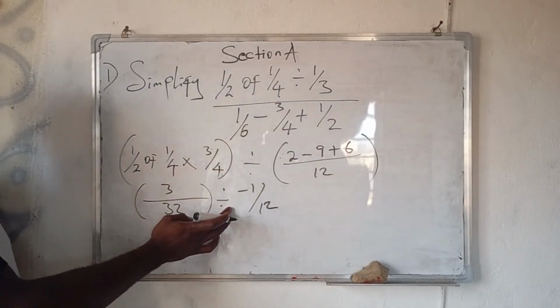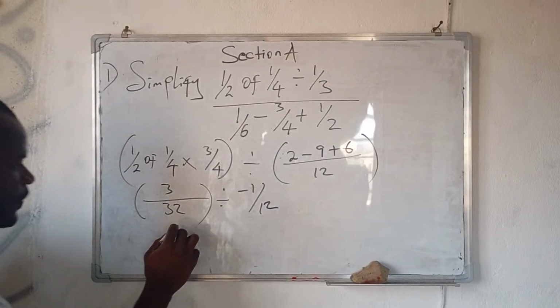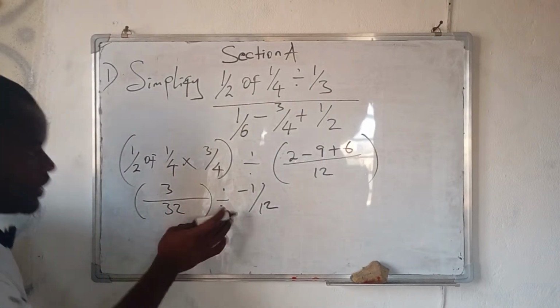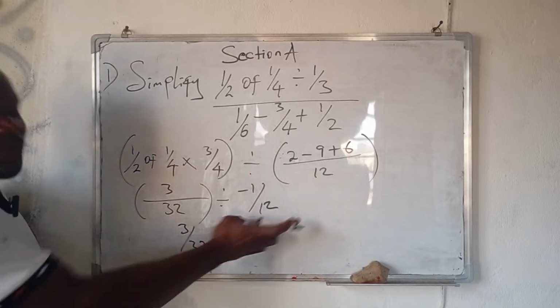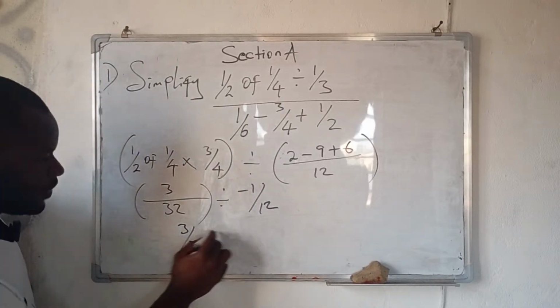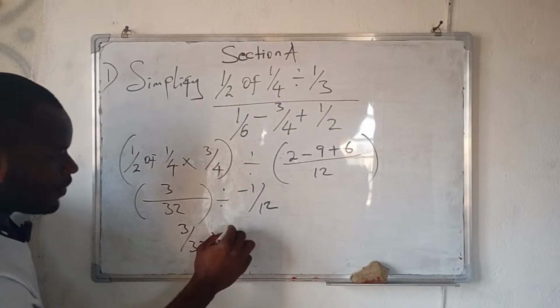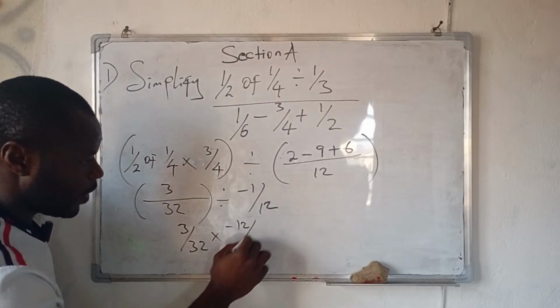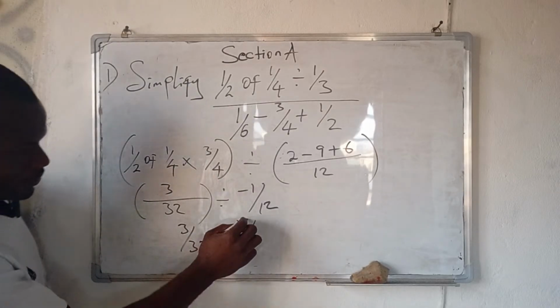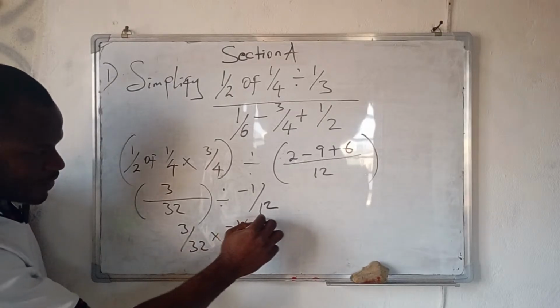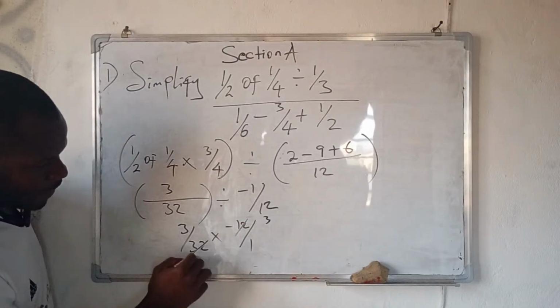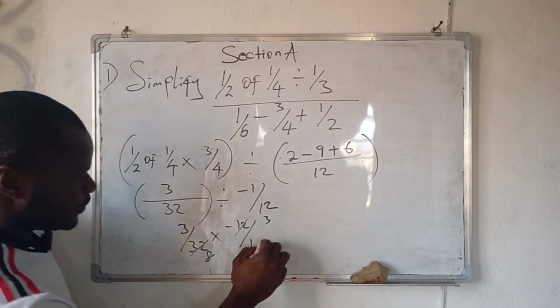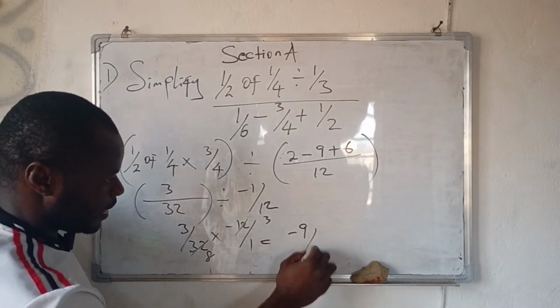Then we'll replace this with multiplication. Here we have 3/32. Changing the division sign to multiplication automatically affects the fraction that follows. When we multiply, we have minus 12/1. Then 4 will divide this, you have 3. 4 here will give us 8. We are now left with minus 9/8.